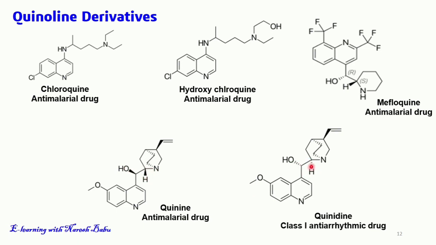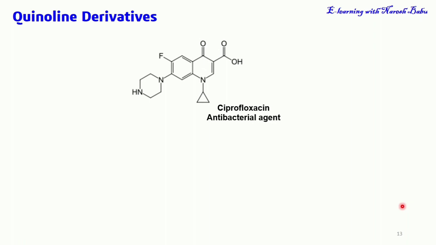The spatial arrangement is different compared with quinine. Quinidine has the same molecular formula; only the arrangement of the OH and hydrogen differs. Due to this difference in arrangement, quinidine has anti-arrhythmic activity. And coming to some other examples, like ciprofloxacin.